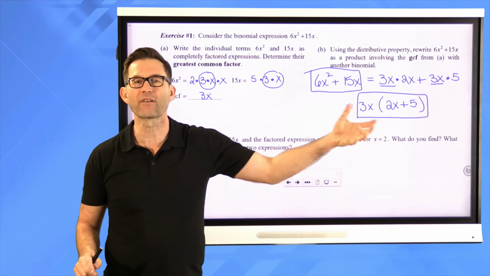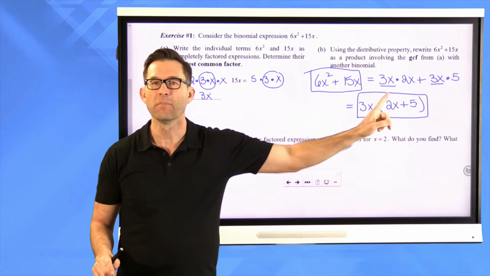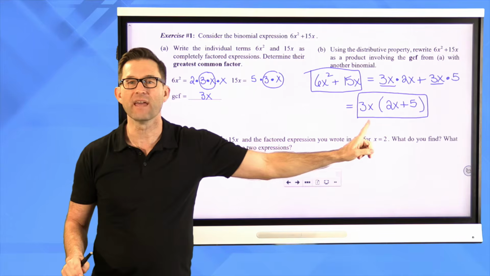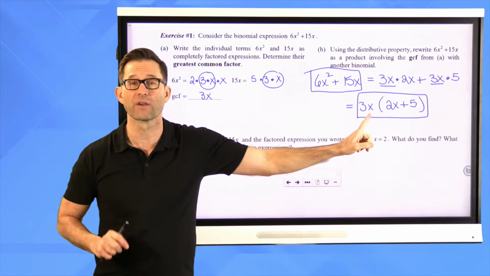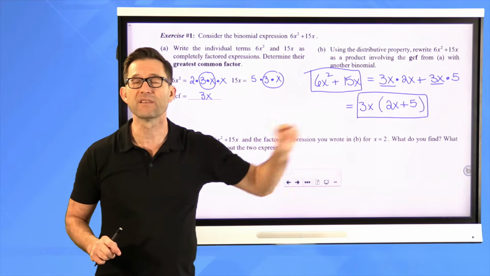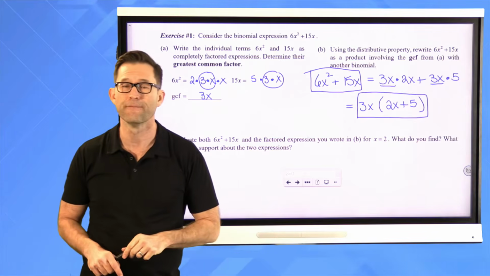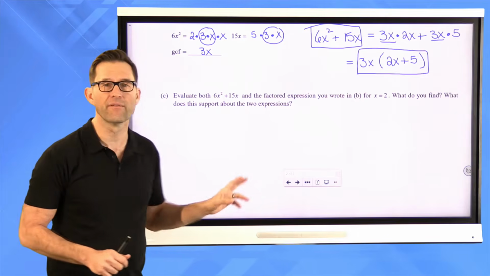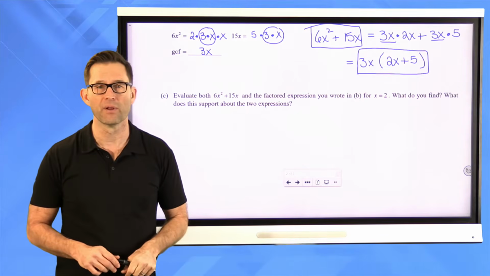Oftentimes we say we factor out a GCF, because even though the 3x is in this term and this term, when I take it out, going in the opposite direction of the distributive property, it's sitting outside of the parentheses. Let's take a look at letter C, because we definitely want to make sure that we never forget a very important thing about algebraic manipulation. Let's take a look.